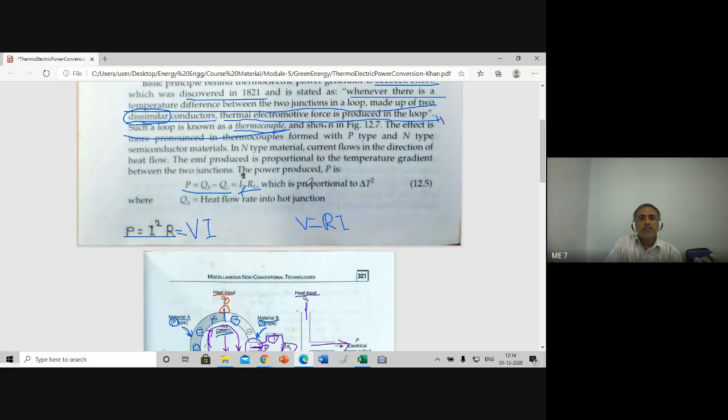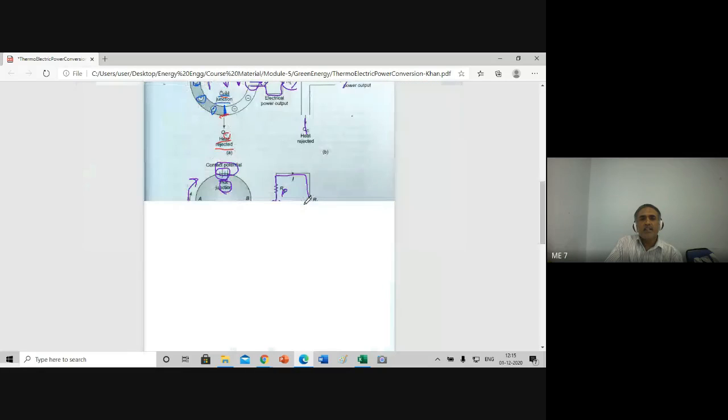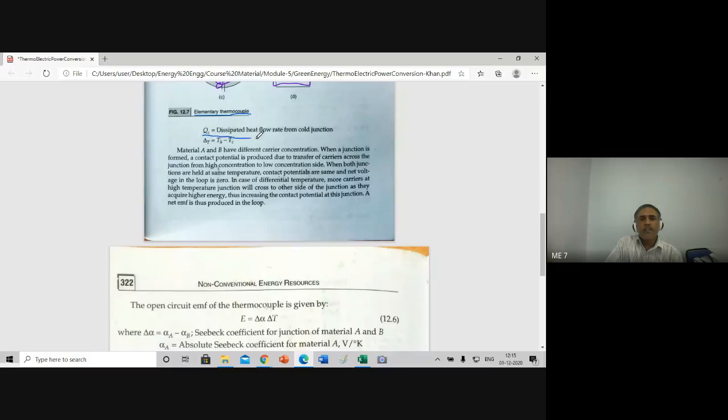So, this power, you concentrate on wherever I am writing. This power P is proportional to delta T to the power of 2. QH is the heat flow rate into the hot junction. QC is the dissipated heat flow rate from the cold junction. Delta T is the difference in temperature: hot junction temperature minus cold junction temperature.